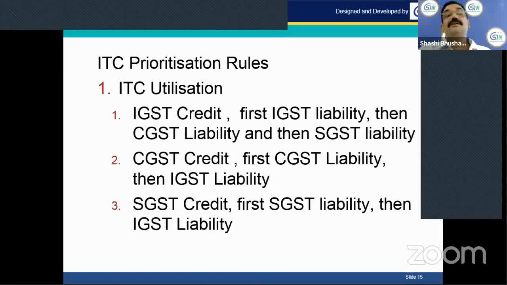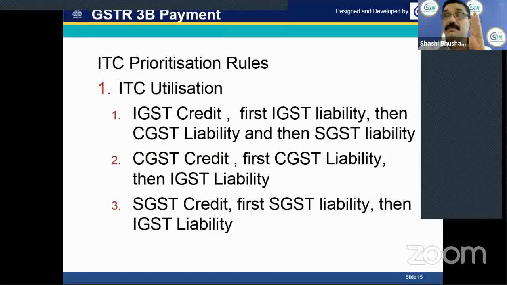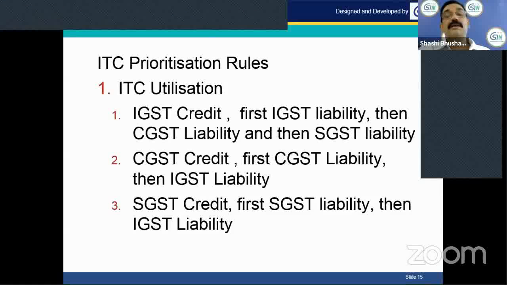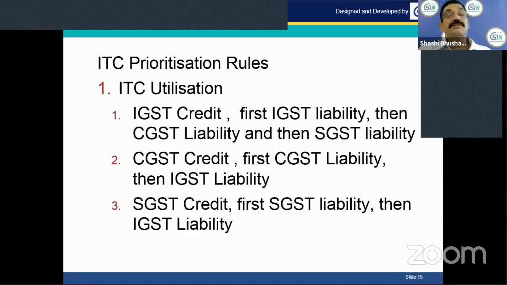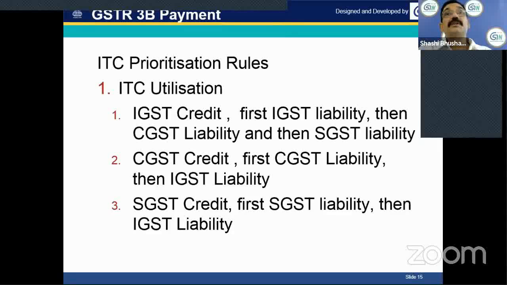One thing which I think all the taxpayers will have to get familiarized with, and it is new, is that there is a prioritization rule for utilization of ITC. IGST credit can be first utilized only for IGST liability, and then CGST liability, and then SGST liability. Similarly, CGST credit has to be first utilized for CGST liability and then IGST liability. And similar is the provision for SGST credit. Now, these utilization rules have been built into the application, and you have to be cautious while furnishing these details. Otherwise, during the validation, the system will throw an error.